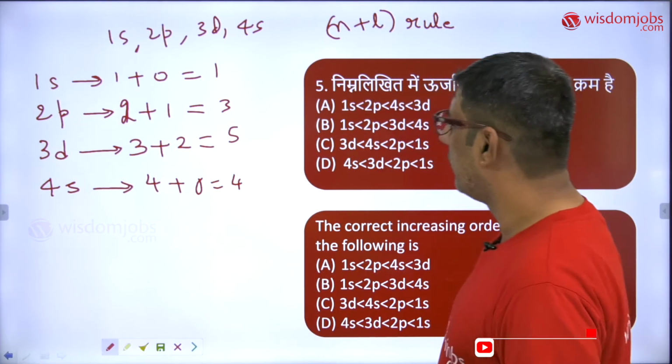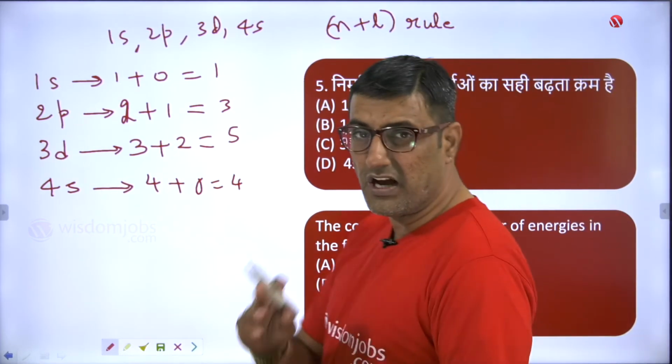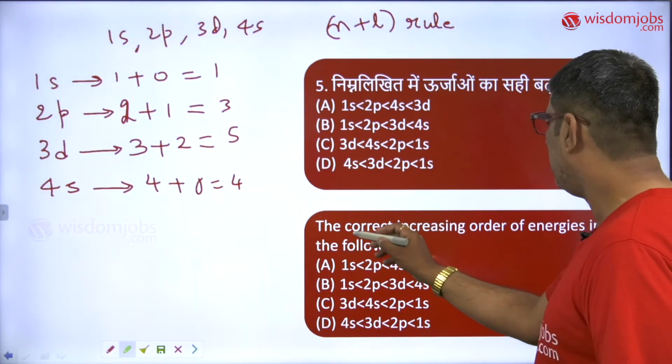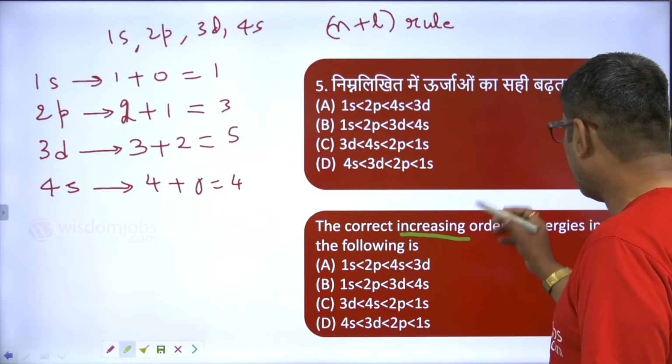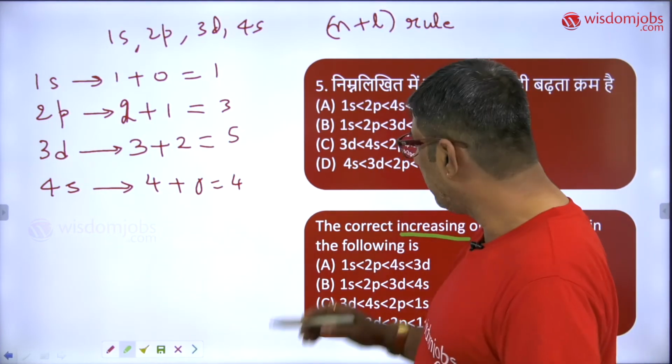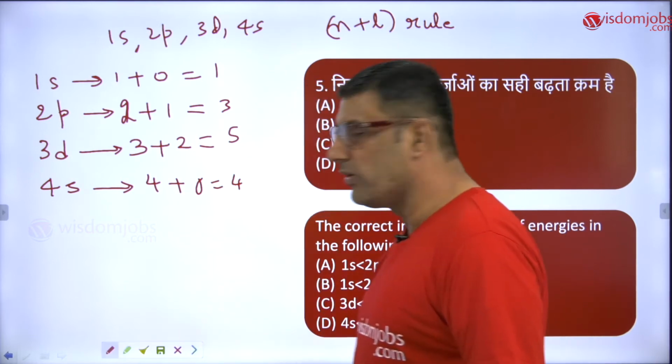Okay. Now here he asked the increasing. So you need to note the keyword here. So it is increasing order. That means whichever comes first should have the lowest n plus l value. That means the first one should have lowest n plus l value.